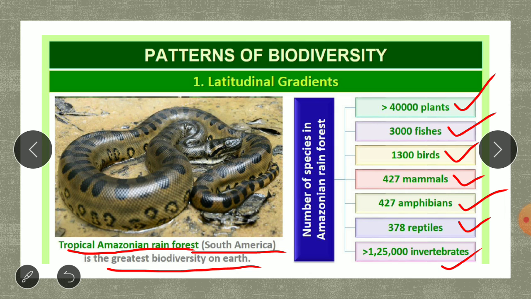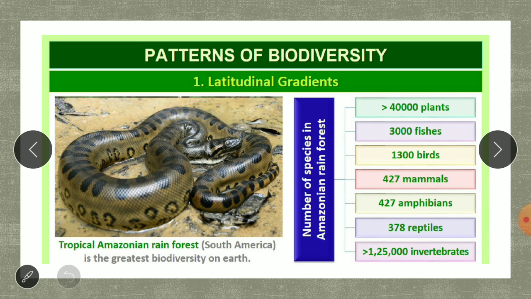Remember, this is not the number, this is variety. Variety of species that is present. Forget about the number. Number is very huge. This is the variety that is going to be present in the species. So by this, you can know how rich these Amazon forests are when we are talking about biodiversity on the earth.